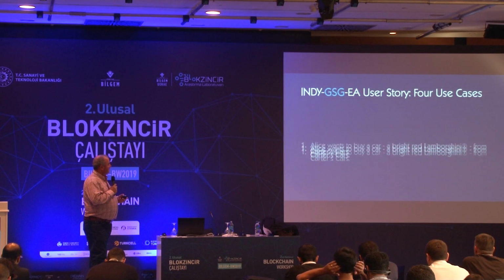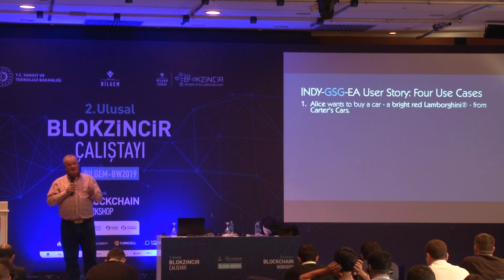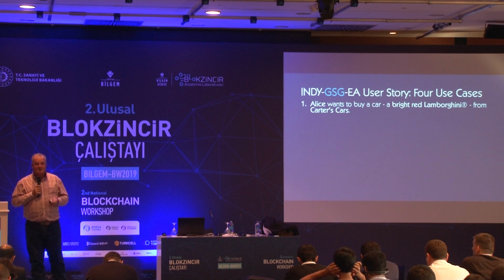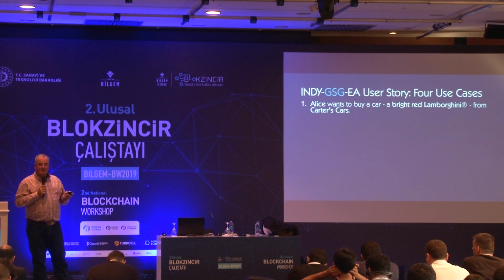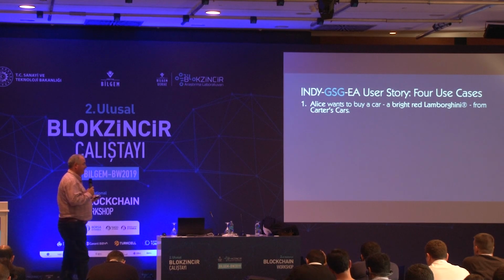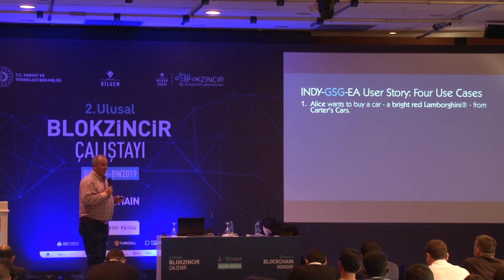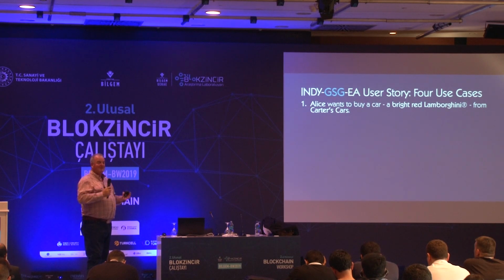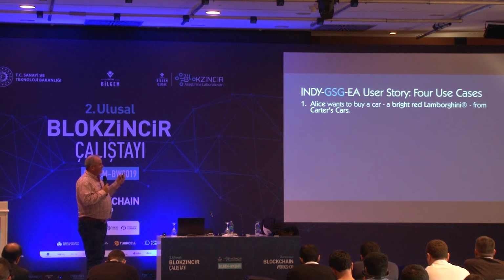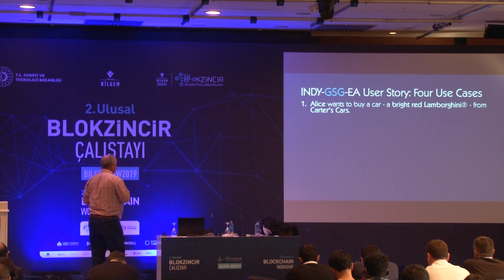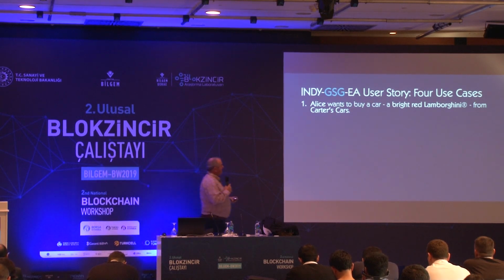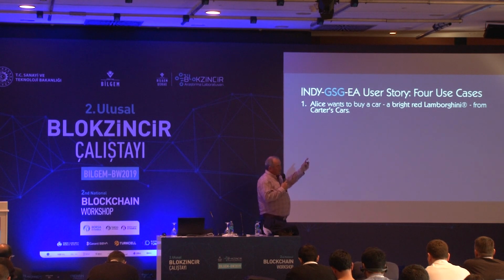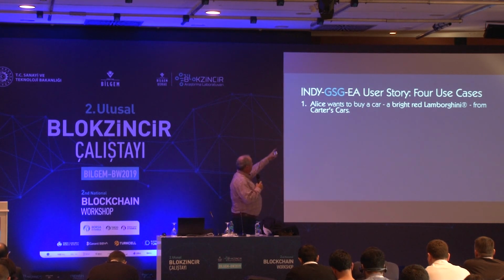So the user story has these 4 use cases. Now we're going to get into the meat of this. This is the driving input into the scenario, the one that we're going to implement running on Hyperledger Indy, the same one that you saw Phil work with this morning. So Alice wants to buy a car, and I do a little bit of embellishment. I exaggerate things a little bit. In this case, she's buying a red Lamborghini, and she wants to buy it from Carter's Cars. As a business analyst, I look at it and I say, well, Alice must be an actor. The bright red Lamborghini must be important because it's a bright red Lamborghini, and Carter's Cars.